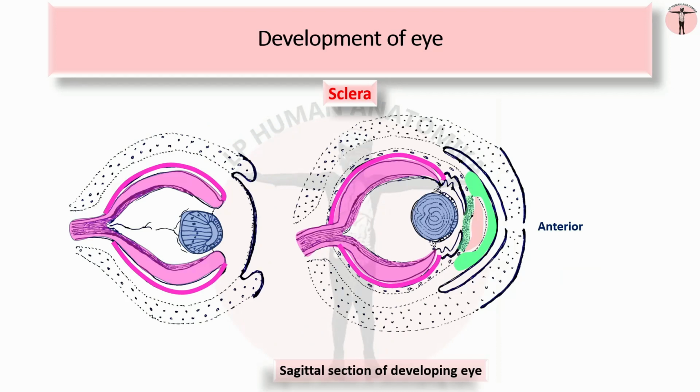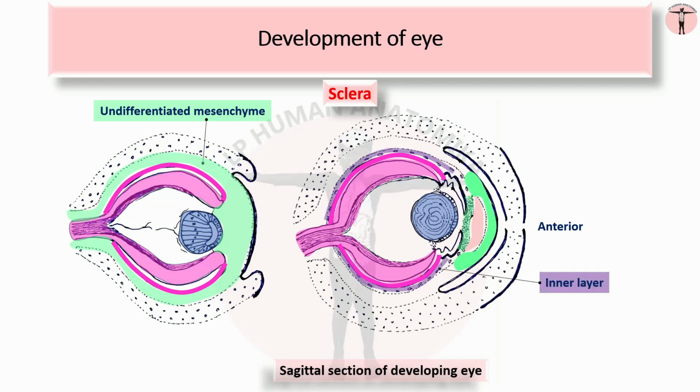At the end of the 5th week, the optic cup, now called the eye primordium, is completely surrounded by loose, undifferentiated mesenchyme. This tissue soon differentiates into an inner layer comparable with the pia mater of the brain and an outer layer comparable with the dura mater. The outer layer develops into the sclera and is continuous with the dura mater around the optic nerve.